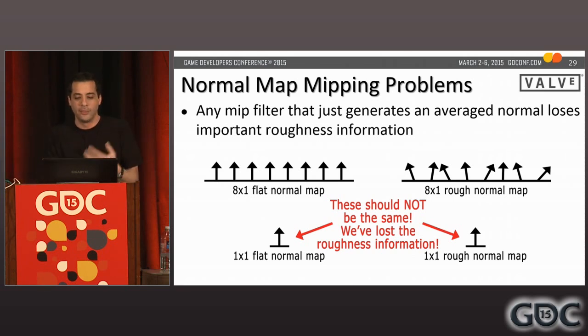As you minify it, the low MIPs of our normal maps are always representative of a perfectly flat, smooth, glossy surface, which is the wrong thing. We've lost all that information of our normal map.